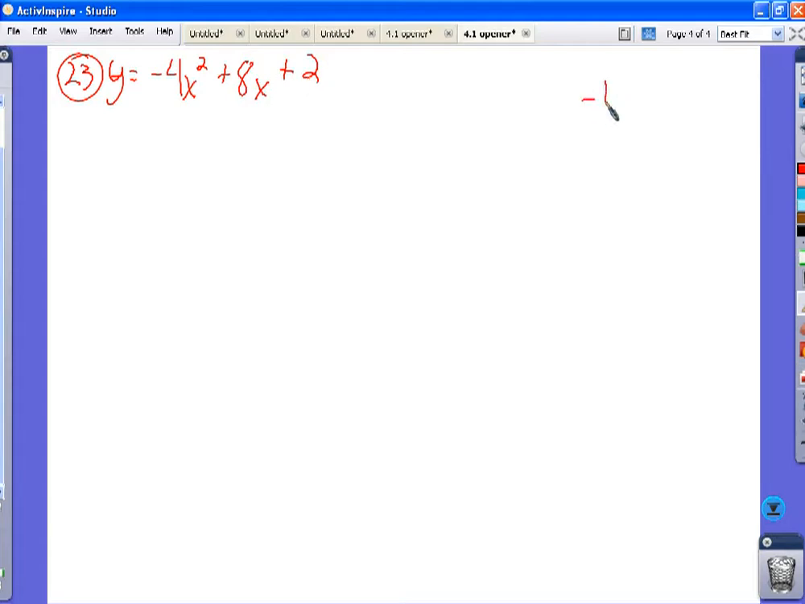Negative b over 2a. Kyle. Number 23. Start by writing the number 23. Then by looking in your book for the number that matches that number and writing the problem that's next to that.